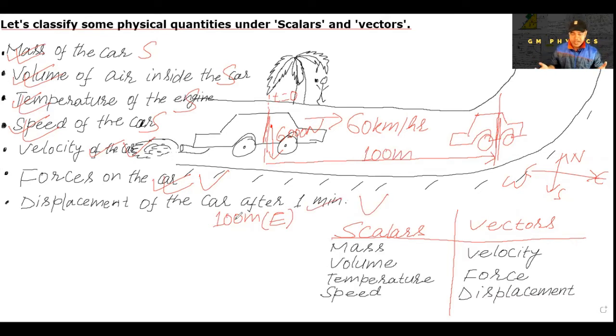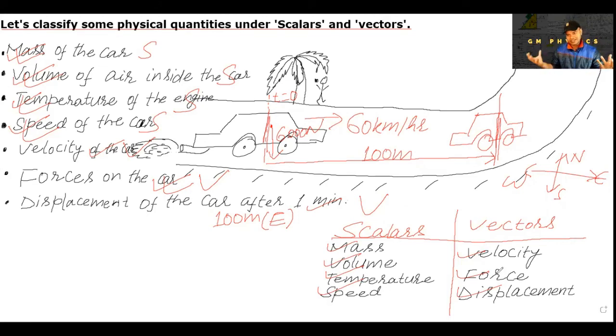So for your understanding, I have finally classified the given physical quantities related to the car under scalars and vectors. So mass, volume, temperature, speed, and many more such quantities which have only magnitude are called scalars. And velocity, force, displacement, and many other similar physical quantities, which have both magnitude and direction, are called vectors. So I hope now you are understanding the difference between these two physical quantities and how to classify them under vectors and scalars.